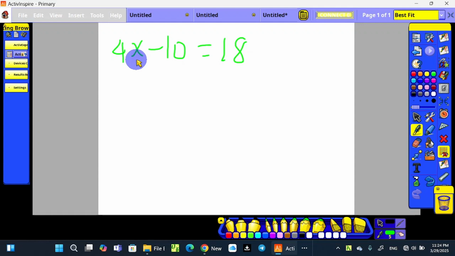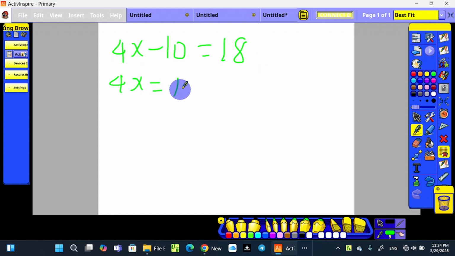The variable terms, or terms with x, should be on one side, and the constant terms, like numbers, should be on one side. So here you go. 4x is equal to, you move this constant number minus 10 to the right side to collect constant terms together. So this is minus 10. When it moves to the other side, it becomes positive 10.